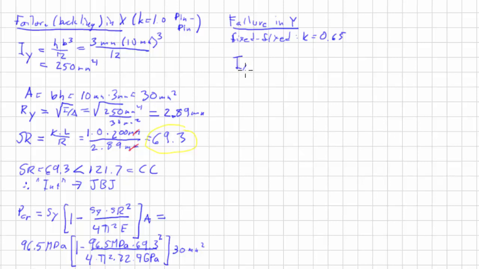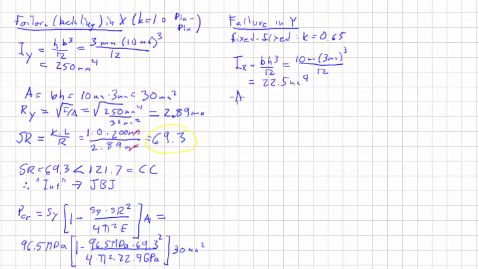So Ix equals BH cubed over 12. And that is 10 millimeters times 3 millimeters cubed, because we changed axes. We're going the other direction now instead of this way. So we change our H and our B. Divide that by 12, and you get 22.5 millimeters to the fourth. Notice how it's much less than the other one.